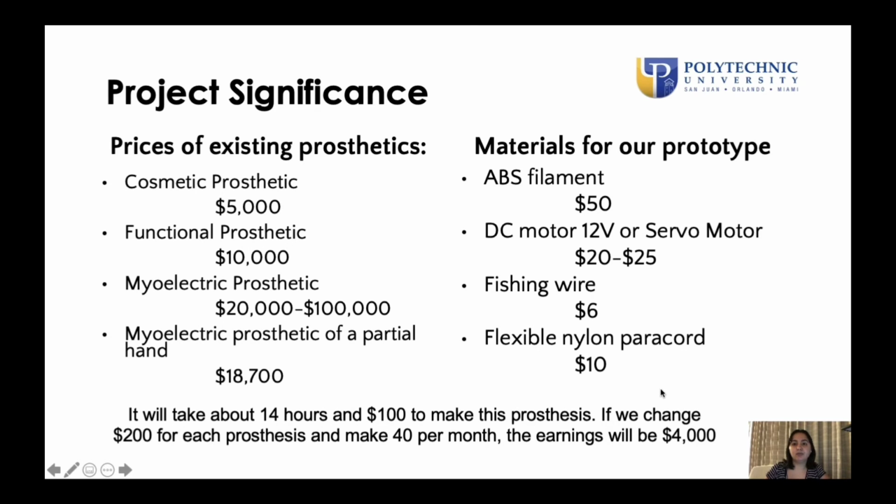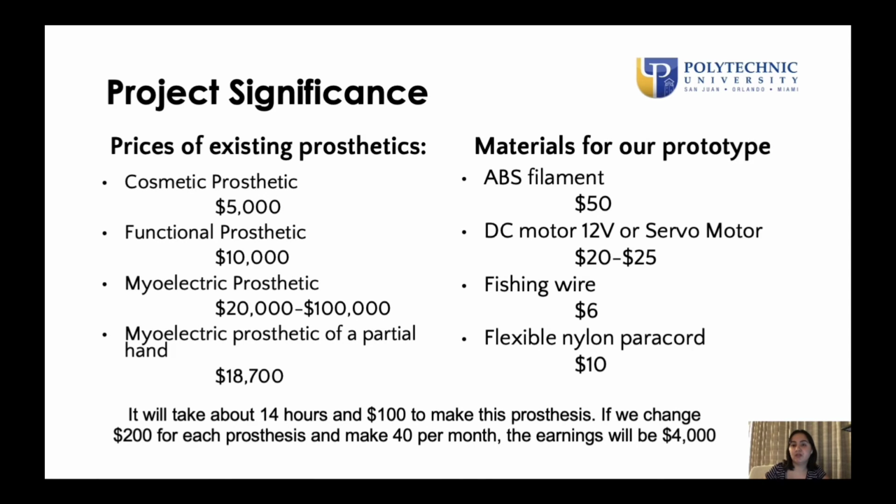To the left, you'll see prices of existing prosthetics. A cosmetic prosthetic can cost around $5,000. A functional prosthetic can cost $10,000. Myoelectric prosthetics can be between $20,000 and $100,000. And a myoelectric prosthesis of a partial hand can cost around $18,700. To the right, you'll have an estimate of the materials we will be using on our prototype.